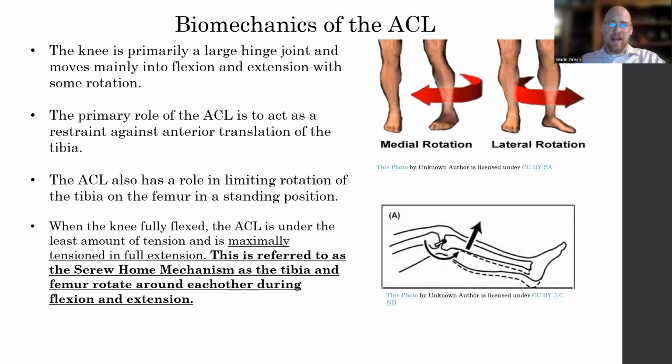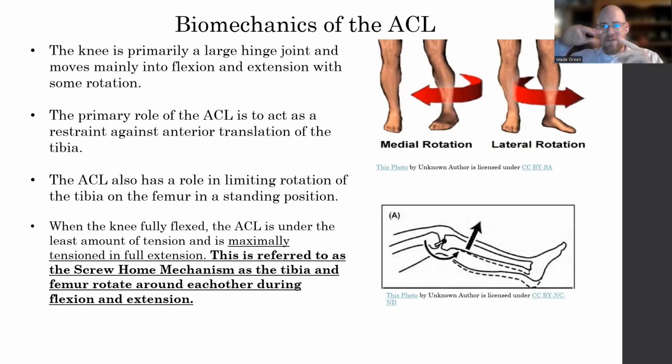Okay, what about the biomechanics of the ACL? What does it do? So clearly, the main purpose of the ACL is to, first and foremost, inhibit anterior translation of the knee, but it is also meant to act as a restraint to rotation as well. So there's another mechanism that we need to be aware of. And so when the knee is fully flexed, the ACL is under the least amount of tension possible, and it's under maximal tension in full extension.